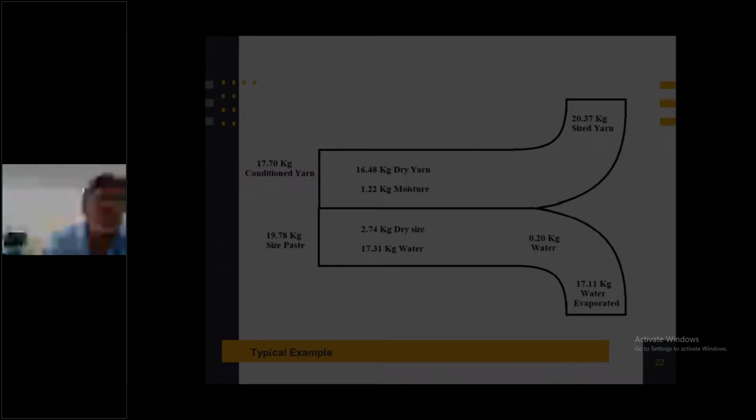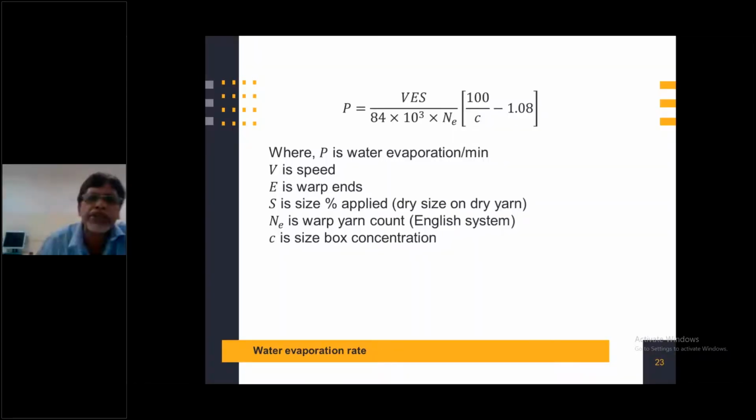So this is an equation which gives evaporation per minute. All the units are in the unit system. It involves the speed of the machine, the percentage size applied, the count of the yarn, and the size concentration. So in terms of these parameters, the evaporation rate of a machine can be calculated from this.